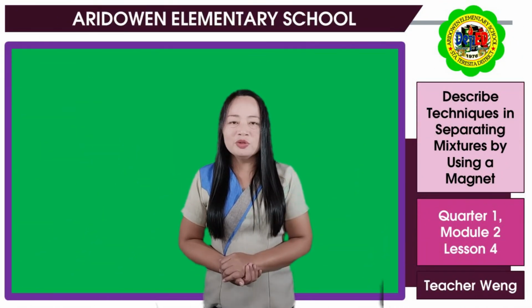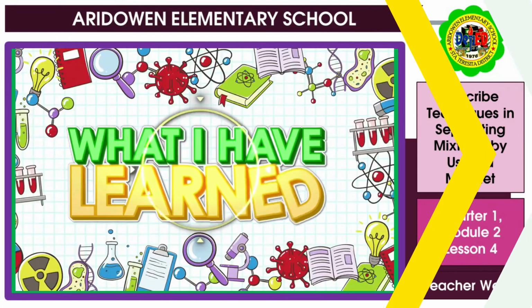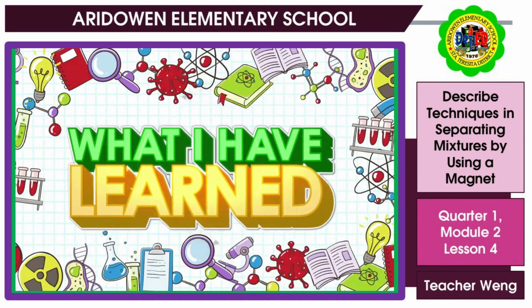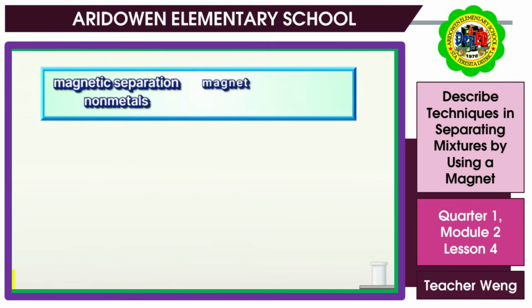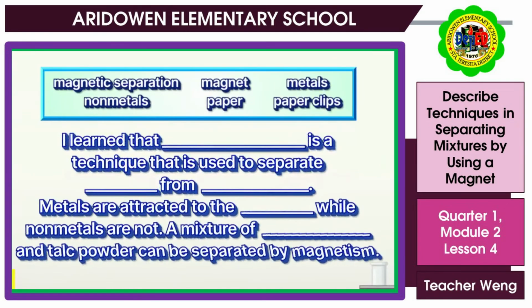Now, let's move to what I have learned. Complete the statements below by choosing the correct answers from the given choices in the box. I learned that blank is a technique used to separate blank from blank. Metals are attracted to the blank while non-metals are not. Mixture of blank and tack powder can be separated by magnetism.